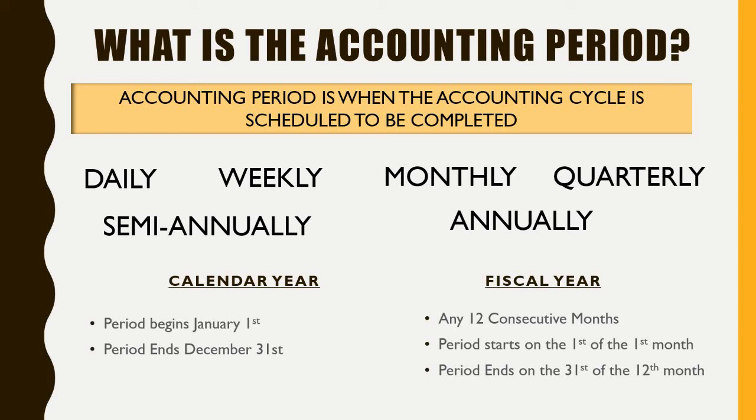Okay, another example would be a swimsuit company, right? You're more likely to see a swimsuit company use a calendar year because they're more likely to be busier over the summer versus over the winter and fall time. Okay, so that is what an accounting period is.